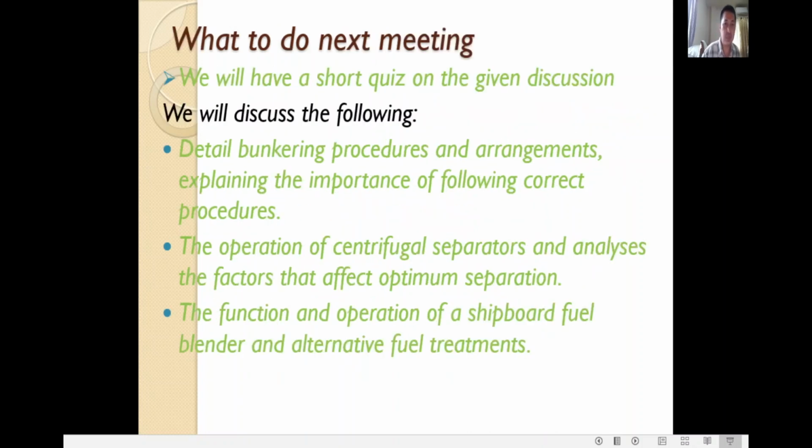So what to do next meeting? So our activity next meeting. So we will have a short quiz on the given discussion, and we will have also a random oral recitation. So, and after that, we will discuss the following: the details of bunkering procedures and arrangements, explaining the importance of following correct procedures. We will discuss also the operation of the centrifugal separators and analysis of the factors that affect optimum separation. We will discuss also the function and operation of the shipboard fuel blender and alternative fuel treatments. So that will be our activity next meeting.